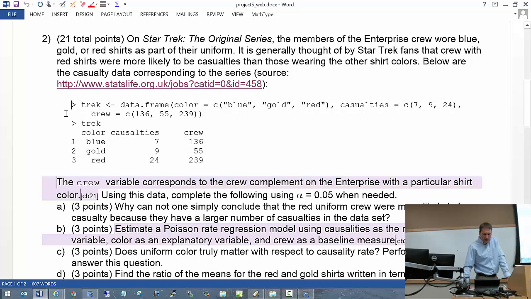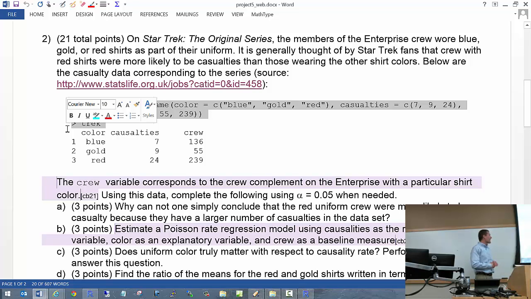So what I did here was I created a data frame called Trek, for lack of a better name, and there's the corresponding data in terms of the casualties. There are also resources available where you can figure out the crew complement by what a member of the crew does, and you can correspond that to the shirt color. So, for example, 136 individuals on the Enterprise wear a blue shirt. And so you might be thinking, okay, 7 out of 136 died.